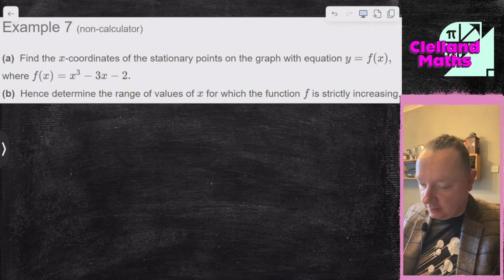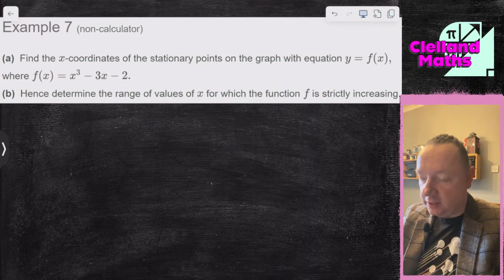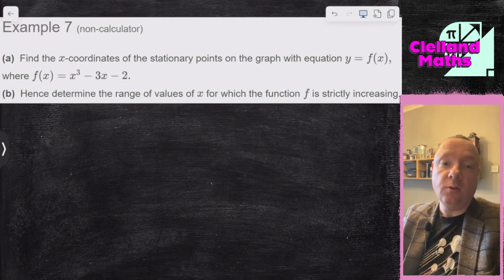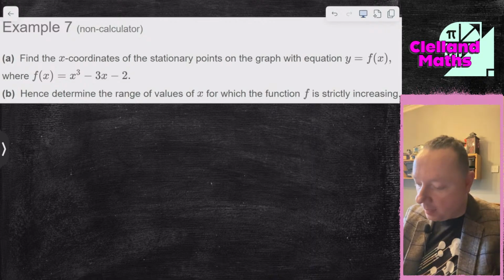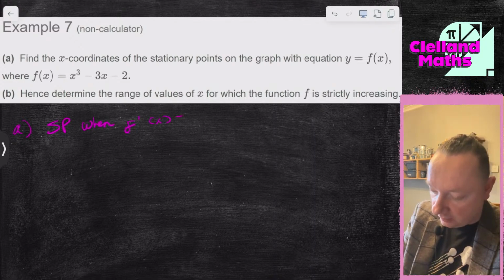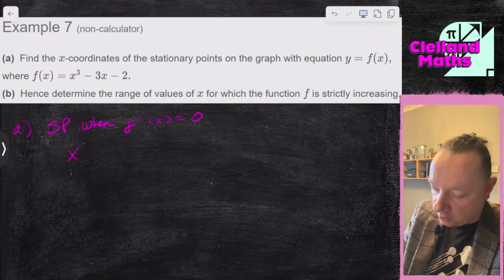Example 7. Non-calculator. Find the x coordinates of the stationary points on the graph y equals f of x, where f of x is x cubed minus 3x minus 2. And then it says, hence determine the range of values for x so that it is increasing. So it's increasing when the derivative is positive. So we have to find the stationary points. Stationary points occur when dy by dx equals 0, and then find when it's increasing. So part A, stationary points when f dash x equals 0. Need to say something like that. So I write x cubed minus 3x minus 2 equals 0.